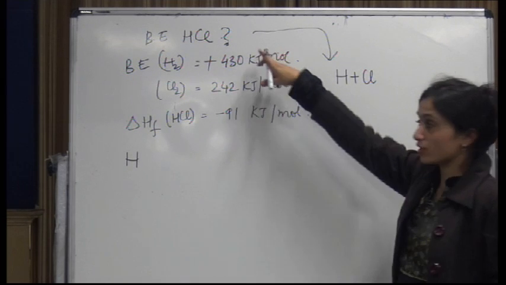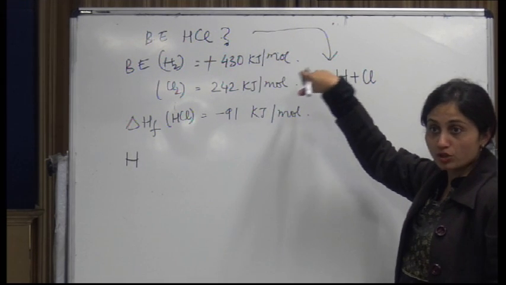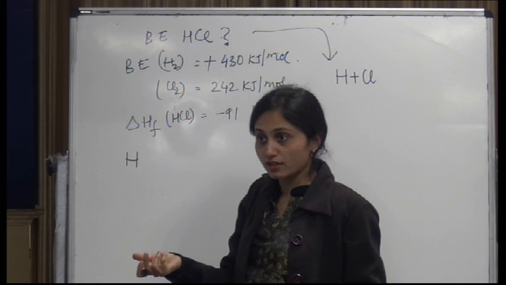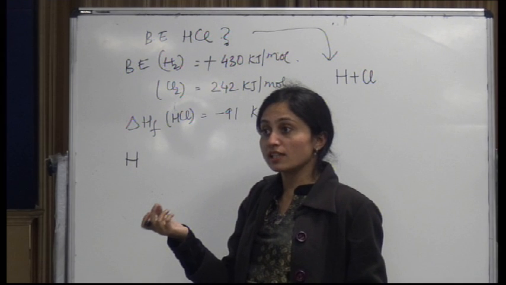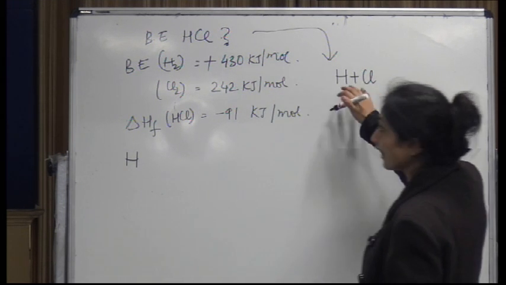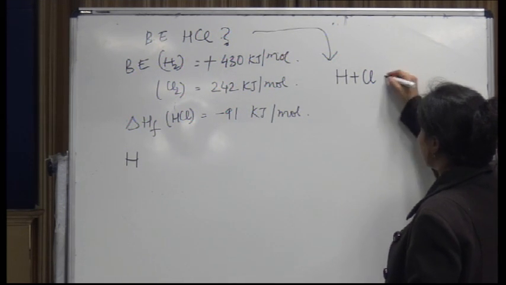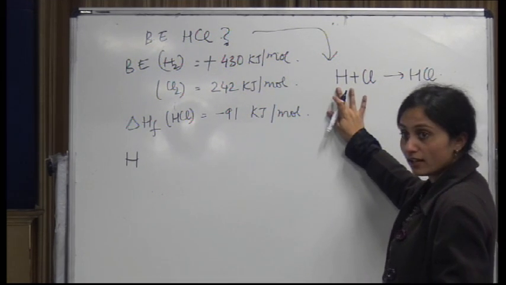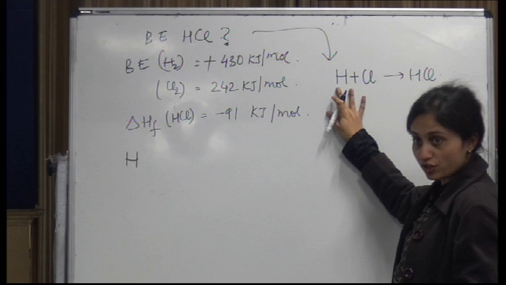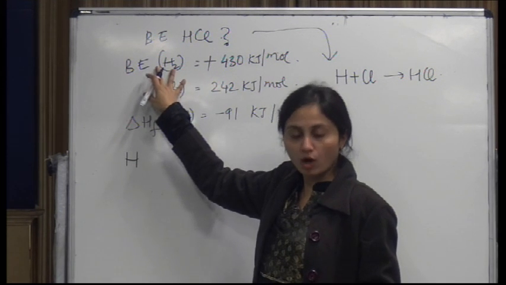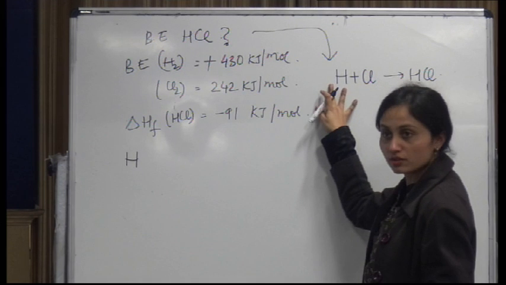You want the energy released for the formation of HCl from the isolated atoms, because the meaning of bond energy is that. Bond energy is the energy released when a bond is formed from the isolated atoms. So in this case, you will have H plus Cl giving HCl. So it means it will be delta H of H. And what will be delta H of H? Here you have the bond energy of simple H.